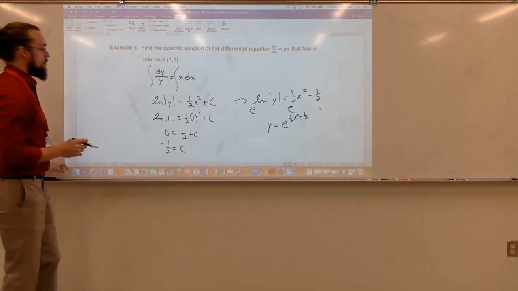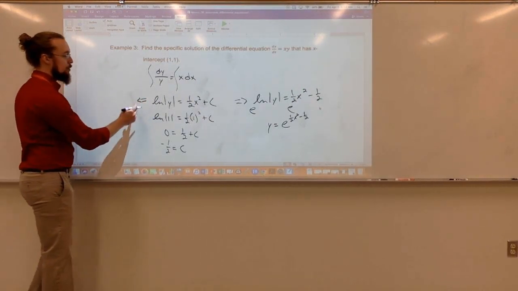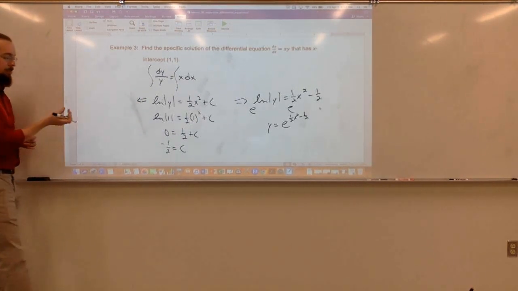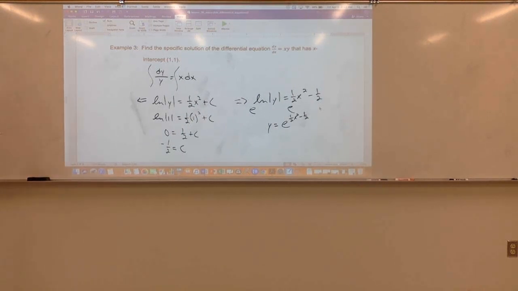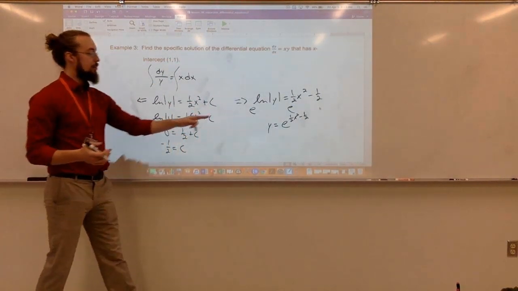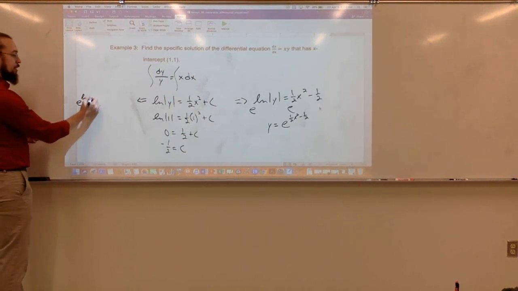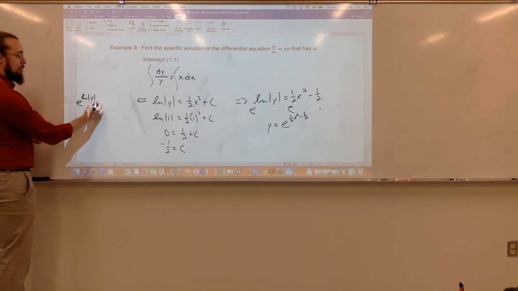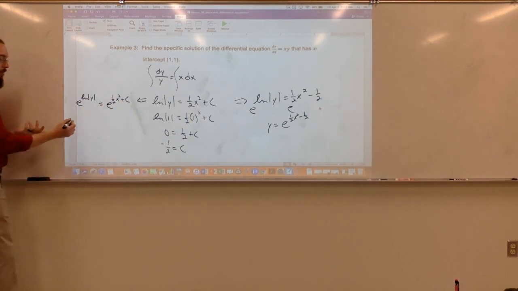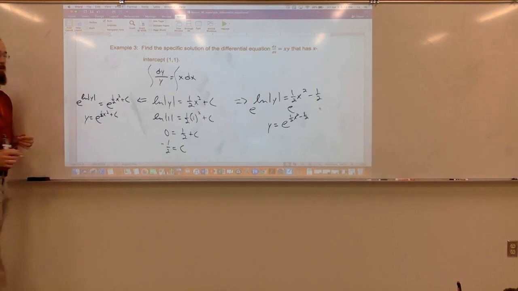Now, I actually do want to talk about just finding the general solution of this as well, because there's one thing that the AP test does that's a little funky. So from here, including the plus c, I would use the same strategy. I would raise both sides to a power of e. So we have e to the natural log of y equals e to the 1/2 x squared plus c. So y equals e to the 1/2 x squared plus c power.